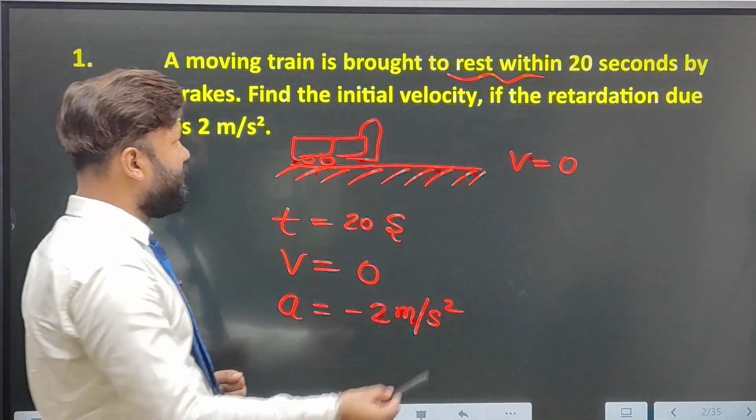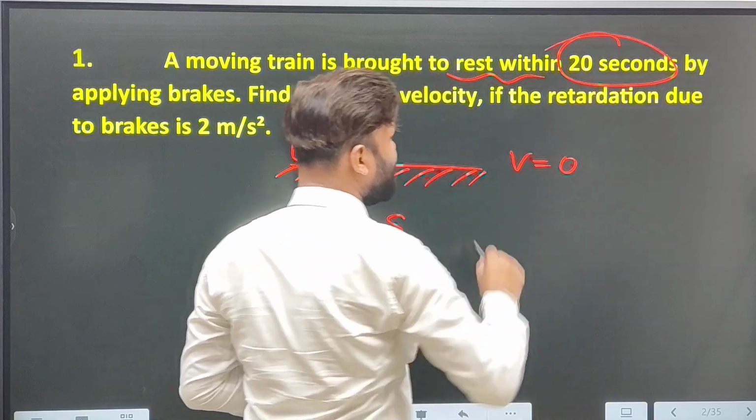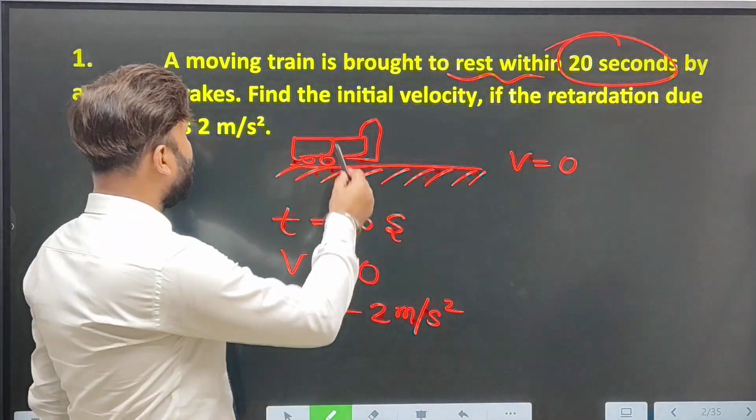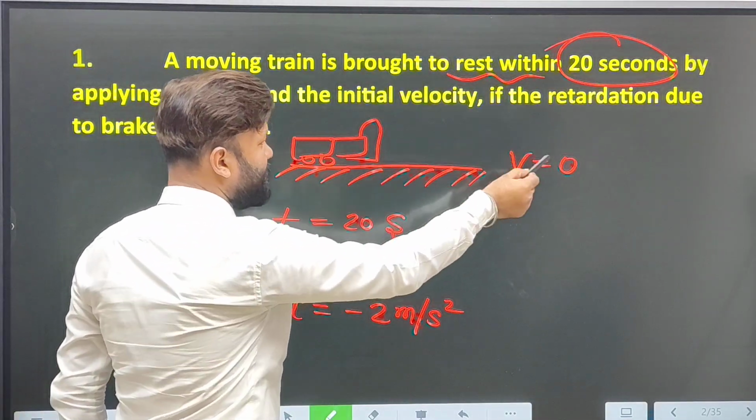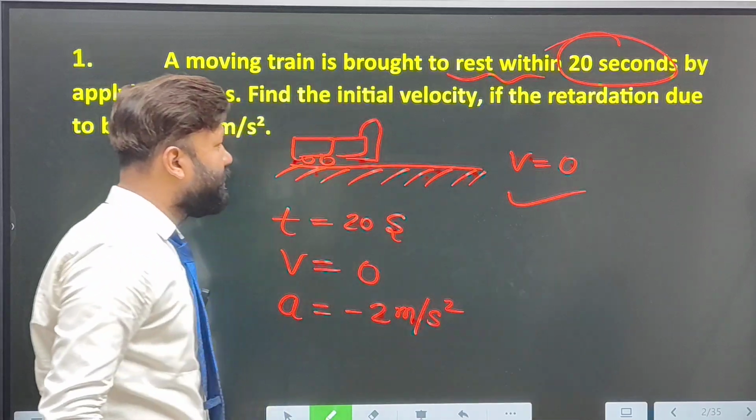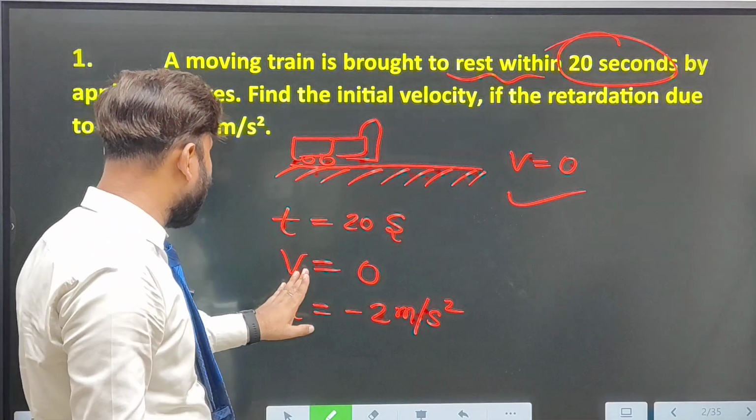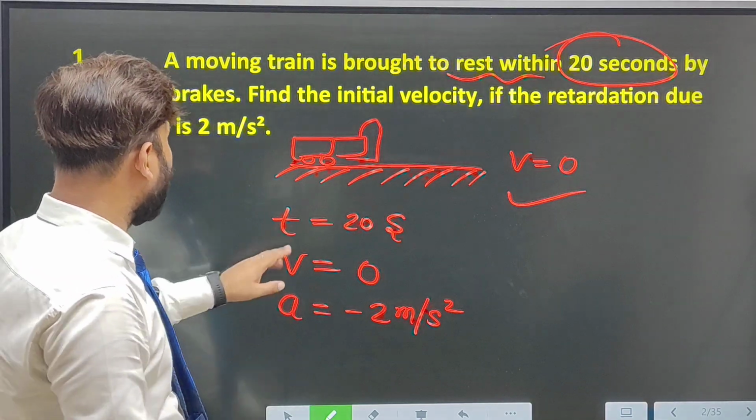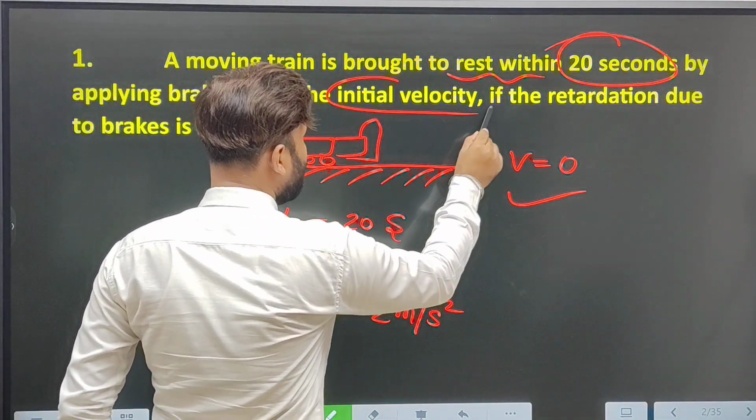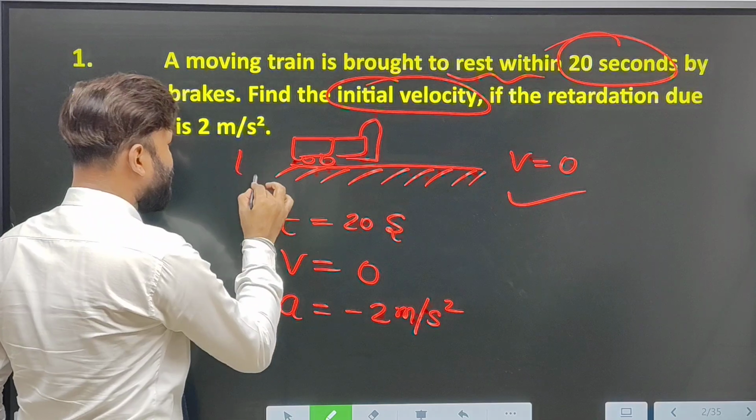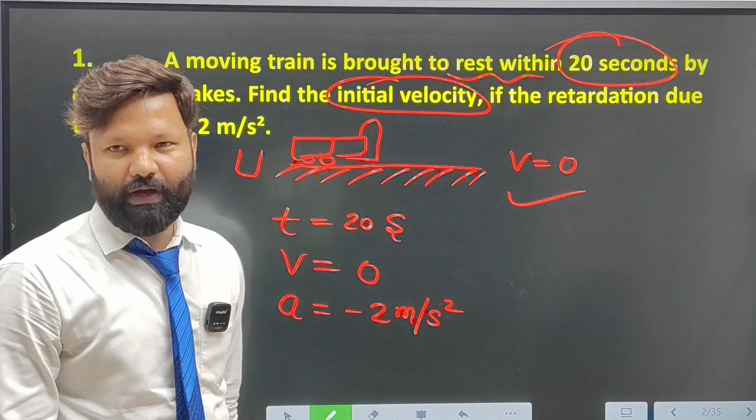Time here is given 20 seconds. The train will come to rest, so its final velocity will be 0. And earlier the train is moving. So t is given, v is given, a is given. So we have to find the initial velocity. What is its initial velocity? That we have to find, students.